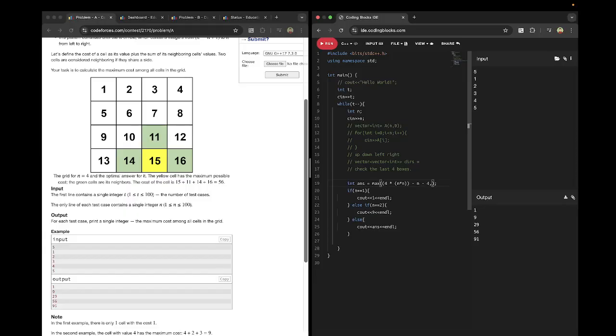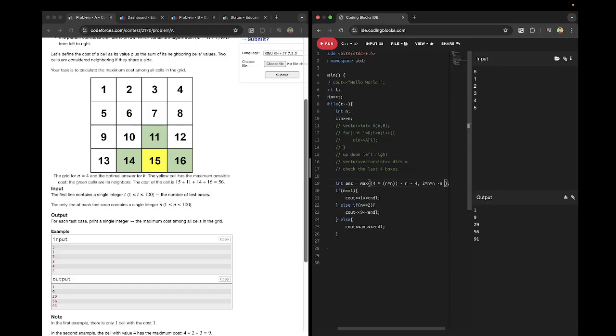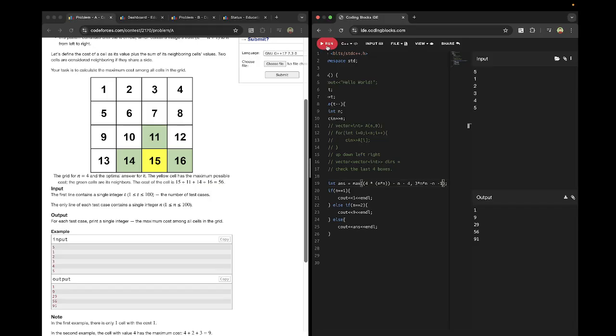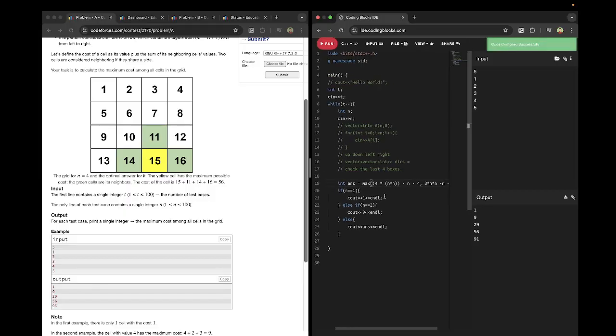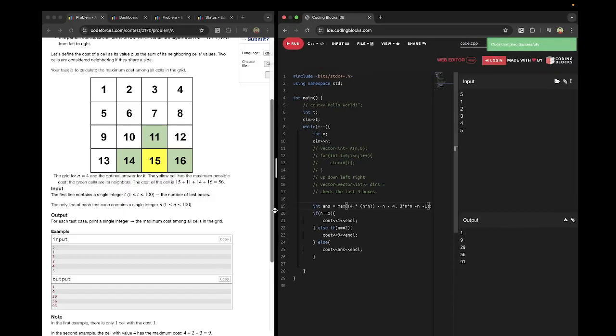The max of this and n square plus n square minus n, that is 2n square minus n, plus minus 1 plus 3n square minus 1. Let's try this one. Okay, it's not the case. Amazing.